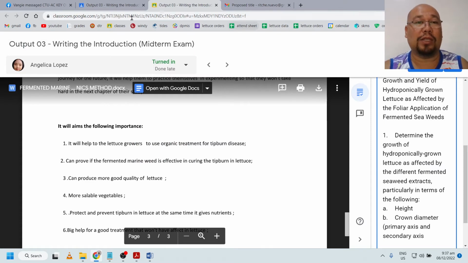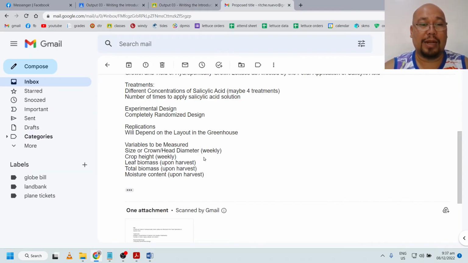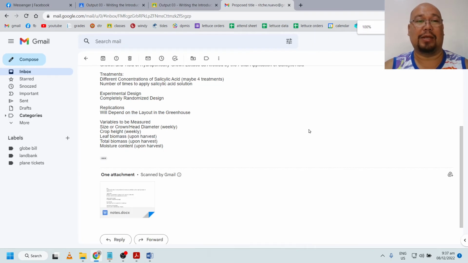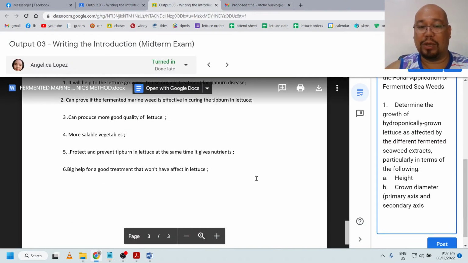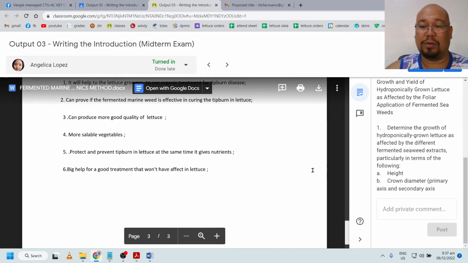Second ninyo nga objective is kari na ang yield na pud niya. So yield, you're talking about kini na. So weekly ninyo kuhaon ng diameter, weekly ninyo kuhaon ng height, then leaf biomass, that's yield na o total biomass upon harvest na. So timbang sa ato ang tanom. Okay? Yeah. It's something like that. So I think that's pretty much it. Post na ko na nimo.